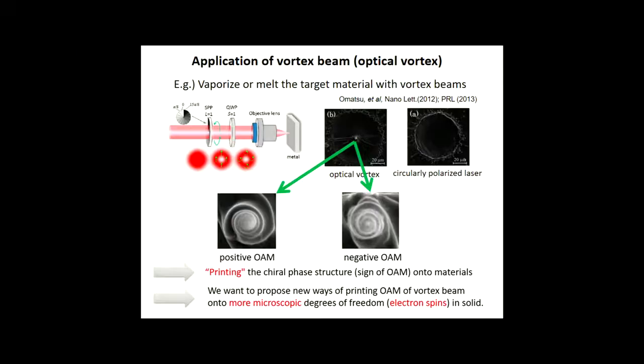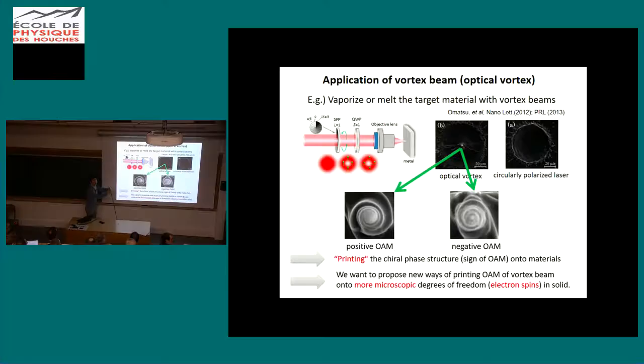Is that a single shot or is that the accumulation of multiple pulses? Maybe this is relatively short single pulse result. Yeah, and the frequency of this vortex beam is maybe the visible range. So we can almost freely tune the strength of the intensity.